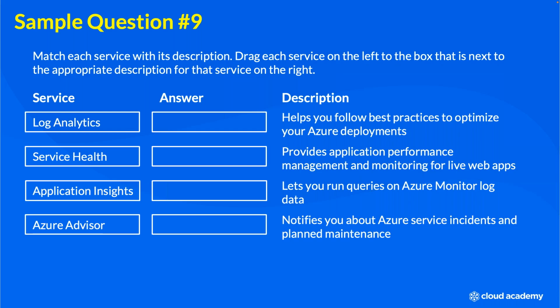So match each service with its description. Drag each service on the left to the box that is next to the appropriate description for that service on the right. So you see on the left, we have these 4 services: Log Analytics, Service Health, Application Insights, and Azure Advisor. Obviously I can't show you the dragging and dropping process like on a real exam, but I'll just show you where all of these would end up in the answer column when we're done.